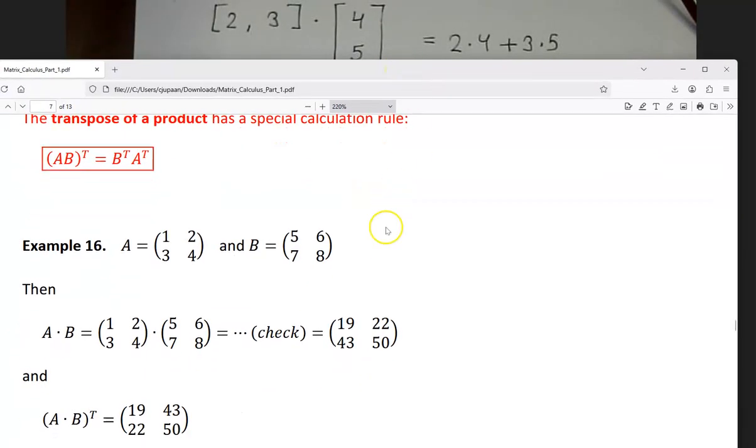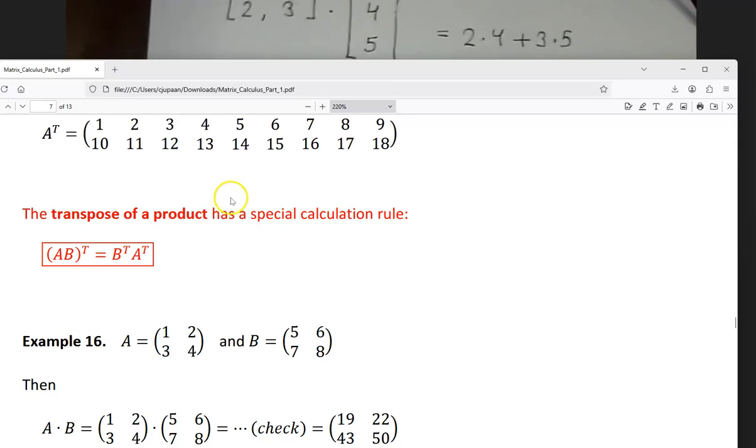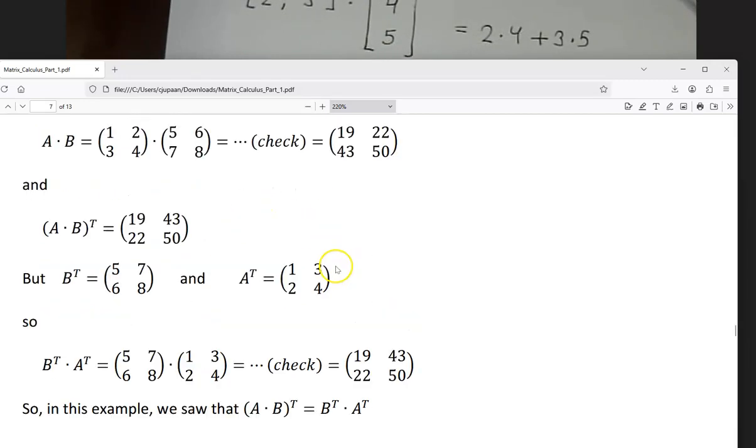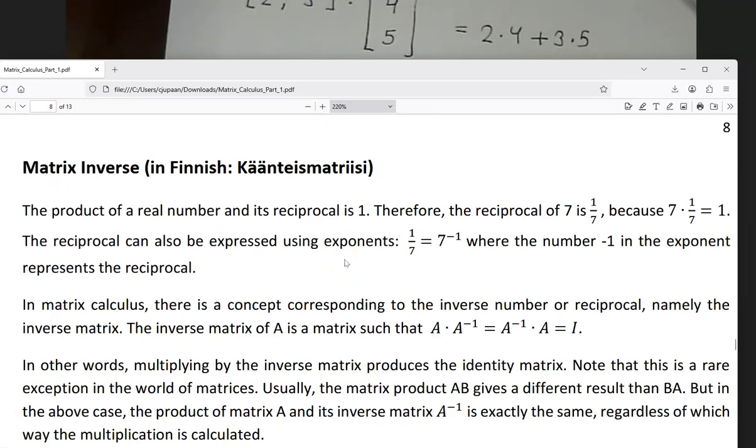There are some situations where you need this calculation rule. So that's why I put it in this PDF file as an example. As we see from this example also, we get the same result. Then I have the last one, this matrix inverse.